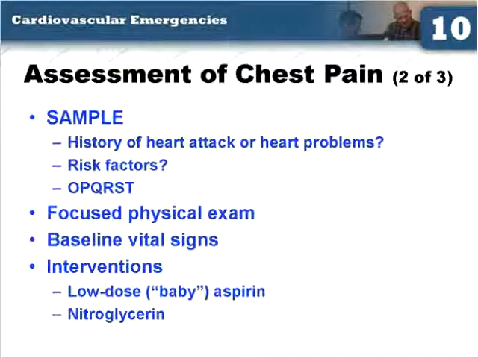We don't have nitro. We don't carry nitro. Can we assist with nitro if they have it? Absolutely. Okay. But again, you go into someone's house and they have nitro, you have to go in there and ask, okay, is this their nitro? Again, right patient, right medication, right dose, make sure the expiration dates are in, and different things like that. Okay.